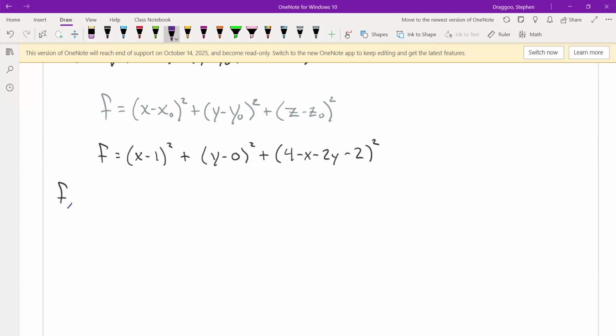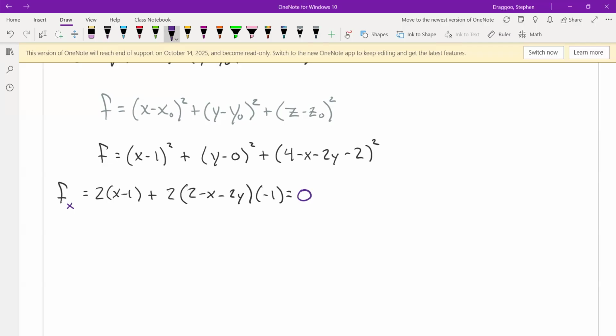I need an x partial of that function, and it looks like 2 times x minus 1 times 1 plus 0 plus 2 times 2 minus x minus 2y. So while I'm not going to FOIL out, I am going to simplify 4 minus 2. Just one fewer terms, it seems like it would be nice. So bring down the 2, reduce the power by 1. Chain rule says I should also multiply by -1 and set that whole thing equal to 0.